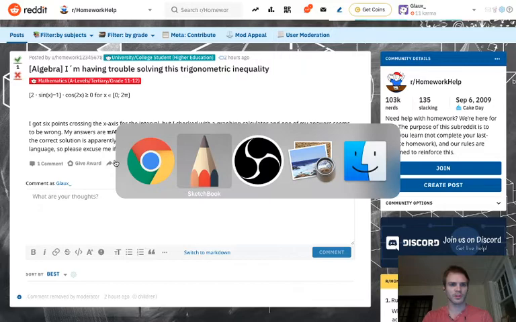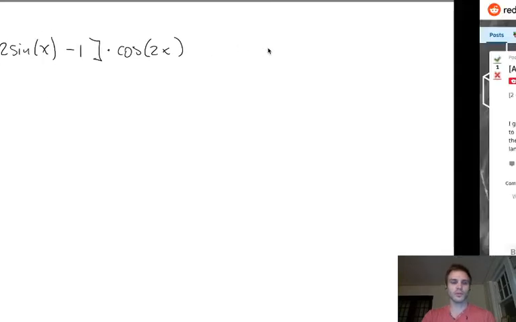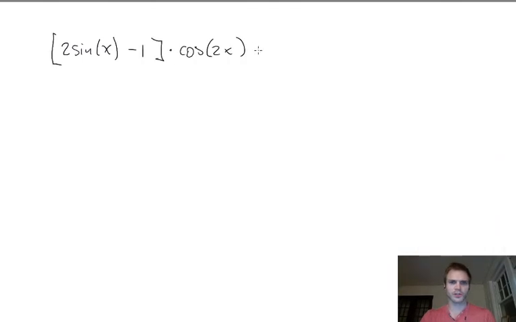So copy this down. 2 sine of x minus 1, and I think this is times the cosine of 2x. We want this greater than or equal to 0. So let's solve for the zeros. Either 2 sine of x minus 1 equals 0, or cosine of 2x equals 0.